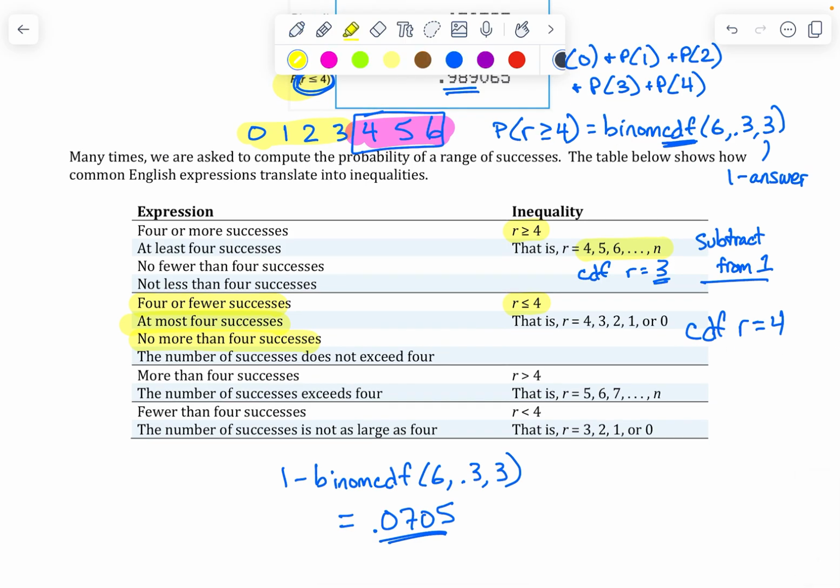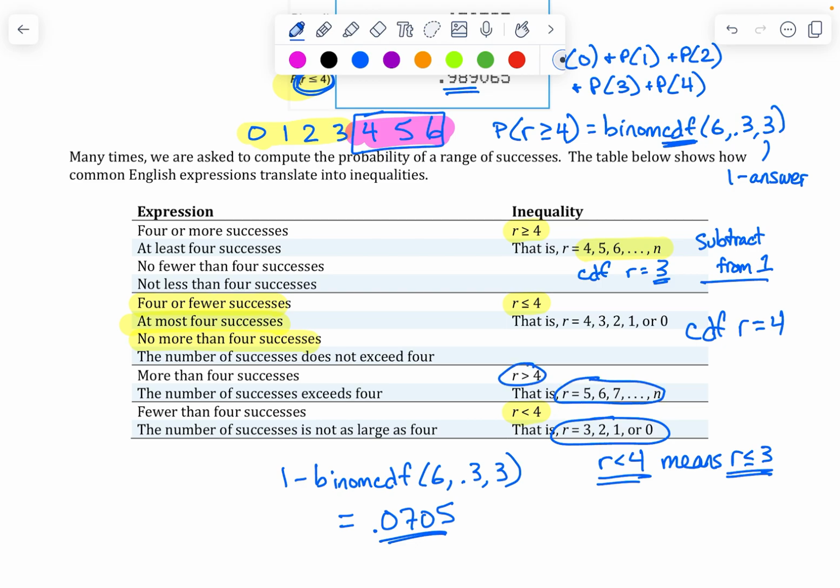And then just to further this along, you have to be careful of the intervals. If it's less than 4, you have to use R equals 3, right? Because R less than 4 means R is less than or equal to 3, all right? Because remember, these are countable things. If you have less than 4 successes, you have 3 or fewer successes, right? R greater than 4 means R is 5 or more.